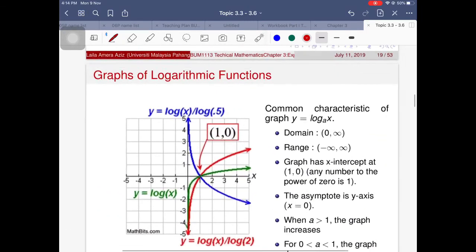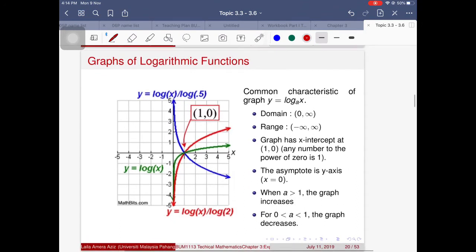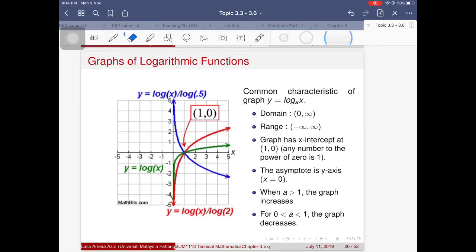So next we're going to have a look at the graph of the logarithmic function. The thing about the logarithm function is the domain, which is the value of x. So this is our equation, y is equal to log of ax. What happens with the value of x is that x must always be a positive number.